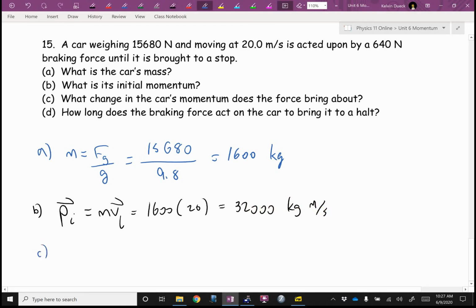C. What's the change in momentum? I don't think I'm going to use force times time. They gave me the force, but I notice in D they're asking me for the time. I'm going to use mv final minus mv initial.